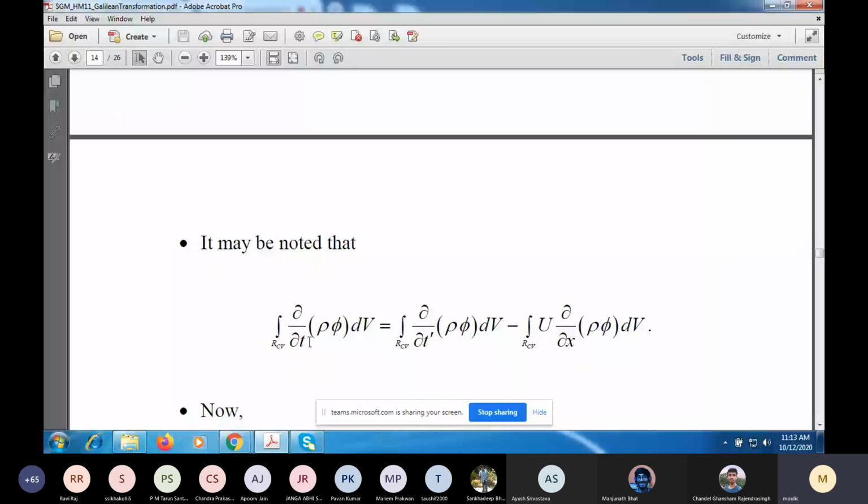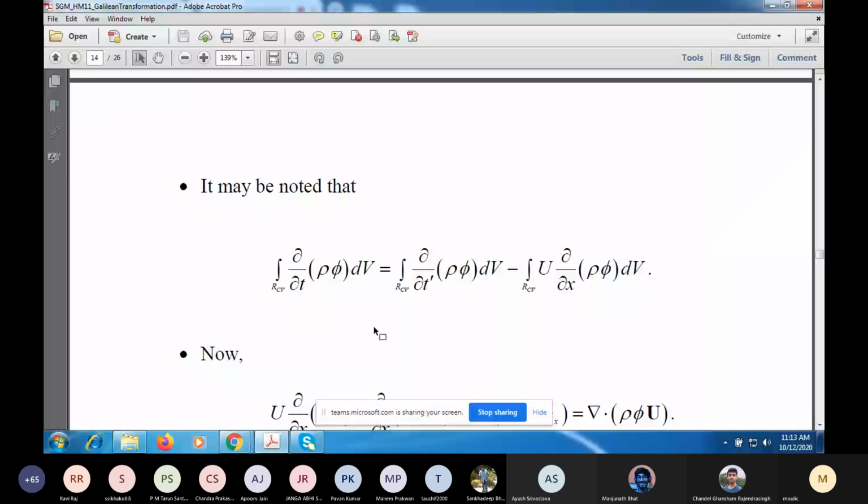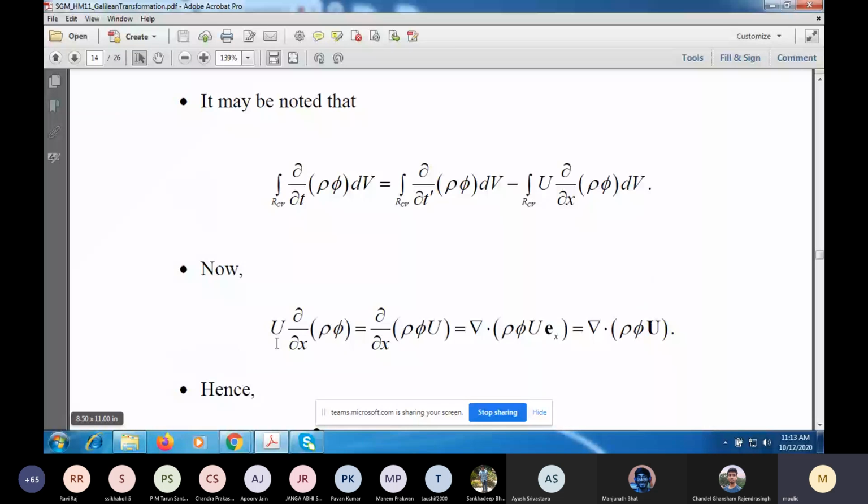In Reynolds transport theorem, you have an unsteady term, ∂/∂t of ρφ dV. Now, ∂/∂t I can write as ∂/∂t' minus U ∂/∂x. So this volume integral I can write as the sum of two volume integrals, one involving ∂/∂t', the other involving minus U ∂/∂x. Now U is a constant, since the speed of the translating frame is constant. I can take the capital U inside and write U ∂/∂x of ρφ as ∂/∂x of ρφU.